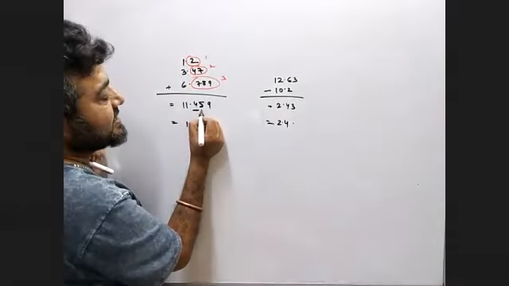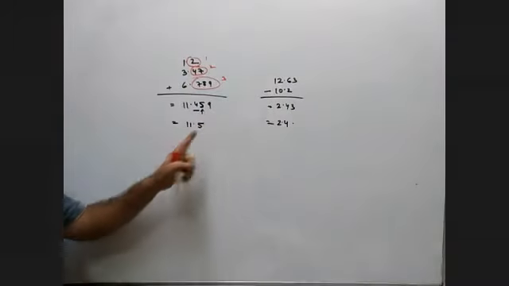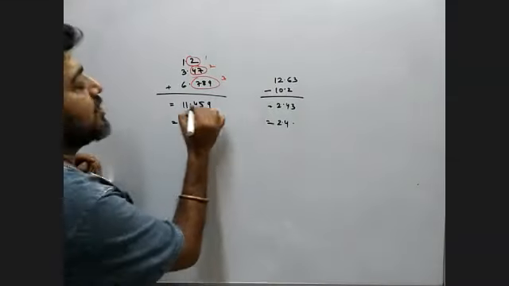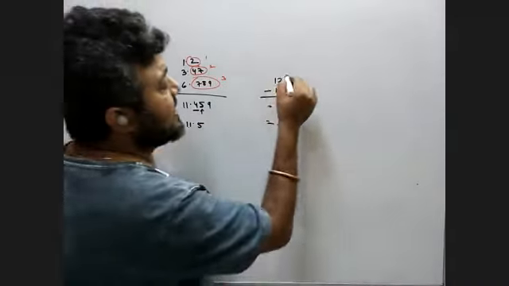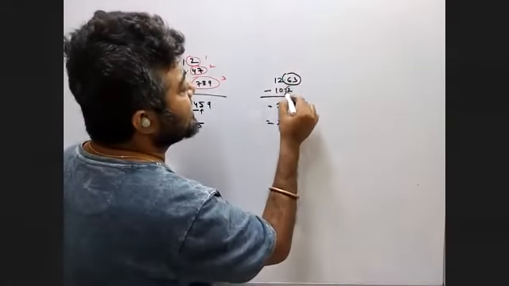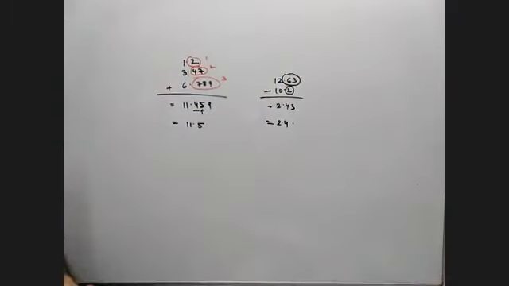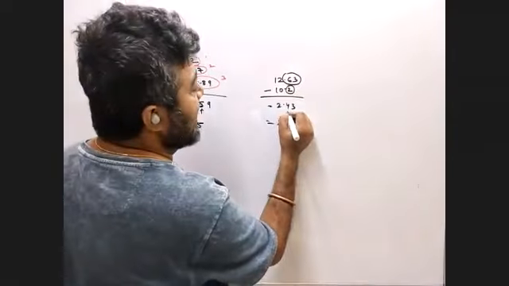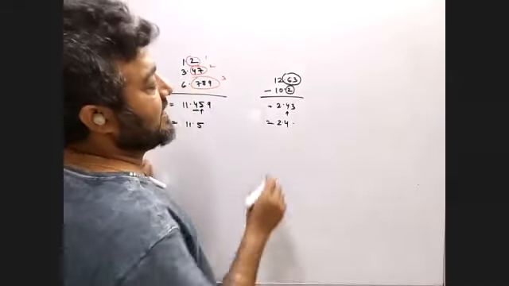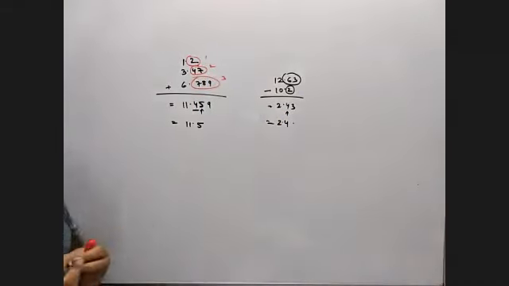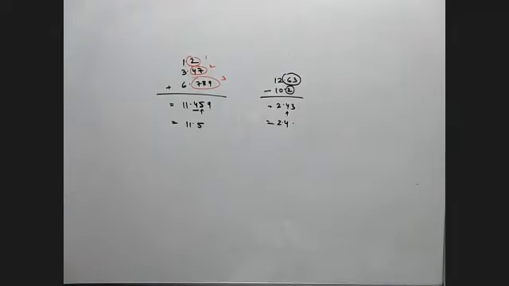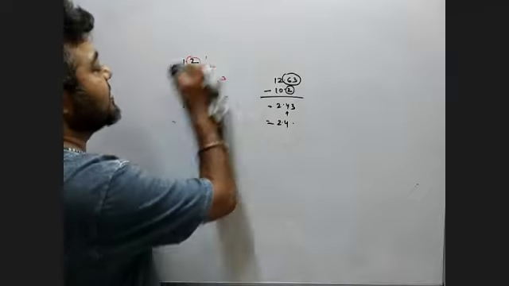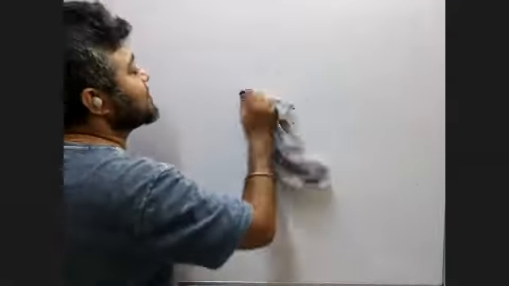But here my next digit is 5 followed by some number, so I can increase by 1. So it is 5. Now in this one, 2 digits after decimal, in this one 1 digit after decimal, so my answer must have 1 digit after decimal. After this I get a value less than 5, so I make it 2.4. Is it clear? Yes, sir.